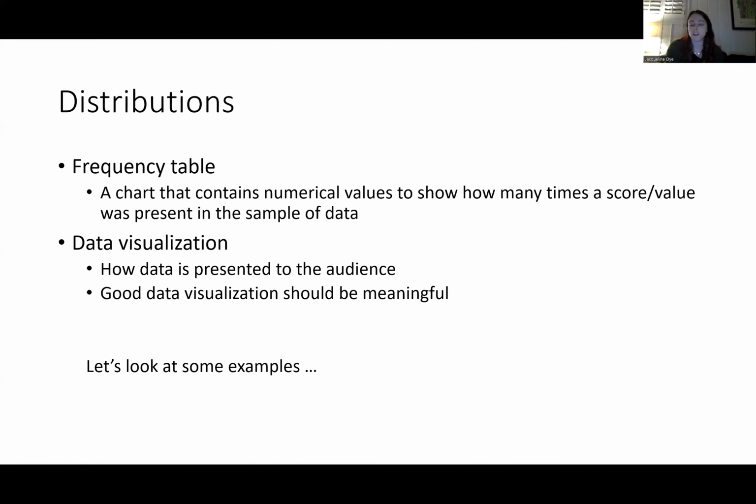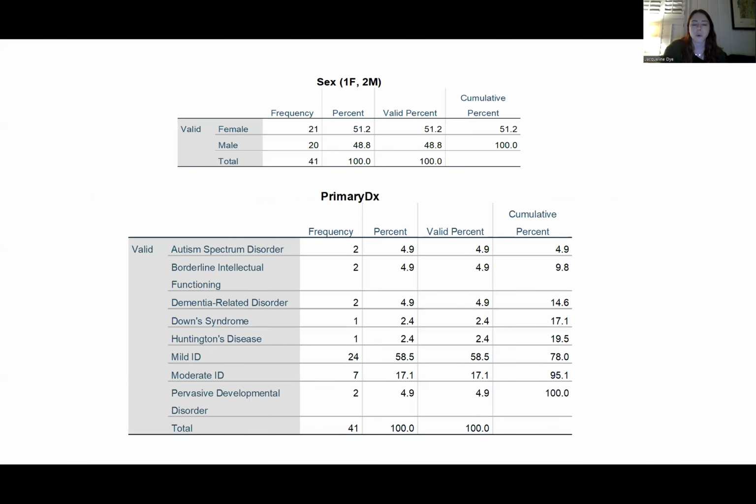And good data visualization should be meaningful. So it should say something about the data in a way that intuitively makes sense when you look at it. So let's look at some examples here. I pulled these lovely numbers from my dissertation because that was readily available. For the sample that I looked at, there were 41 individuals: 21 females and 20 males. That's an example of a frequency table. The categories are laid out, and then here's the number of individuals that fall into those categories.